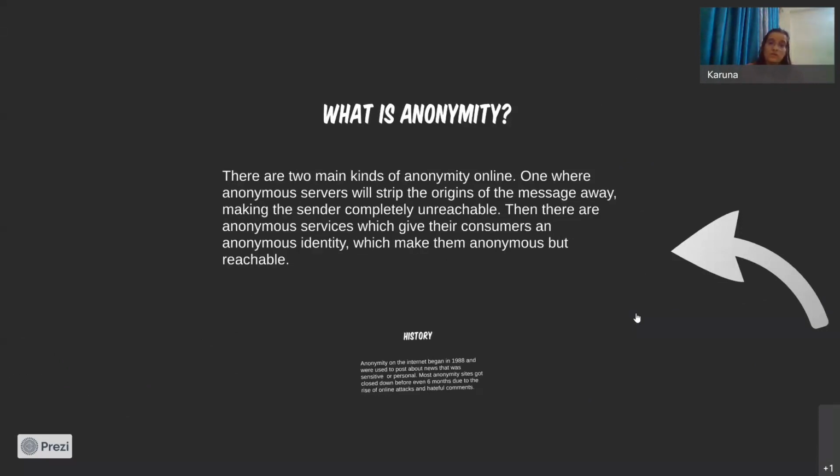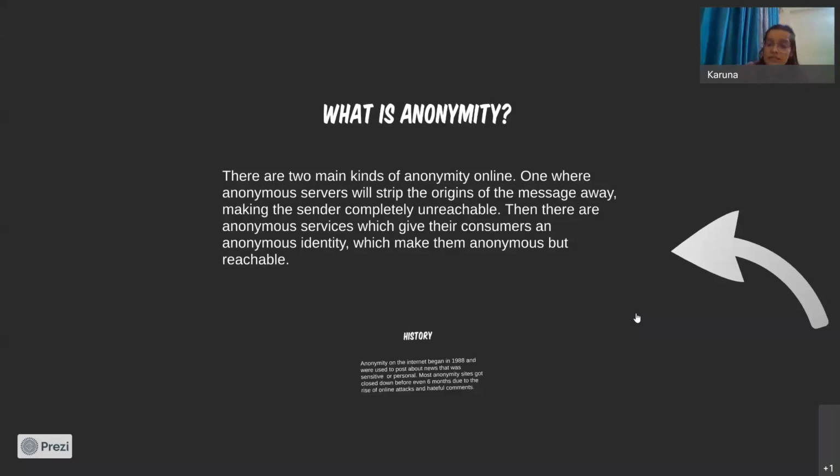When we talk about what anonymity is, there are two kinds of anonymity online and two kinds offline also. One where anonymous servers strip the origin of the message away, making the sender completely unreachable. Then there are anonymous services which give their consumers an anonymous identity, which makes them anonymous but reachable. So there are two things which can happen. In one case, we do not store any information and they are completely anonymous, completely unreachable. We cannot trace back to them.